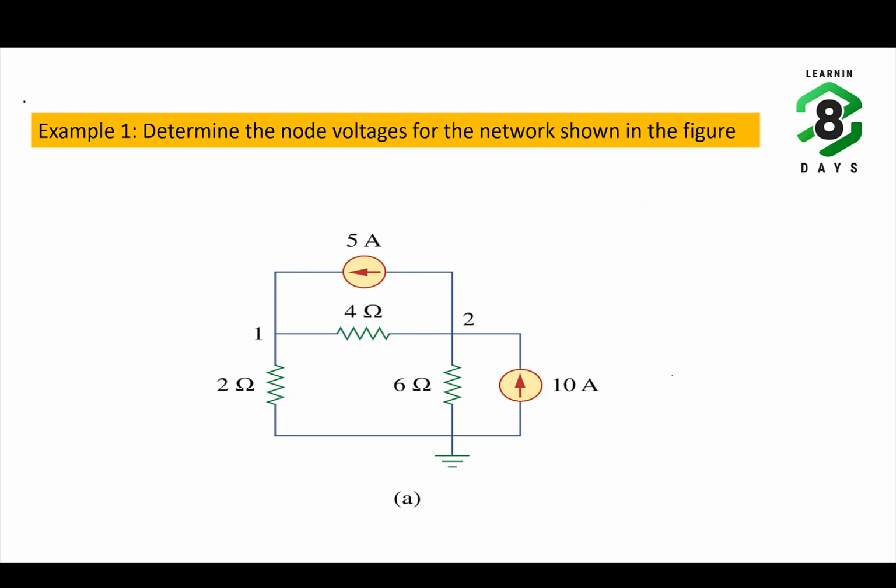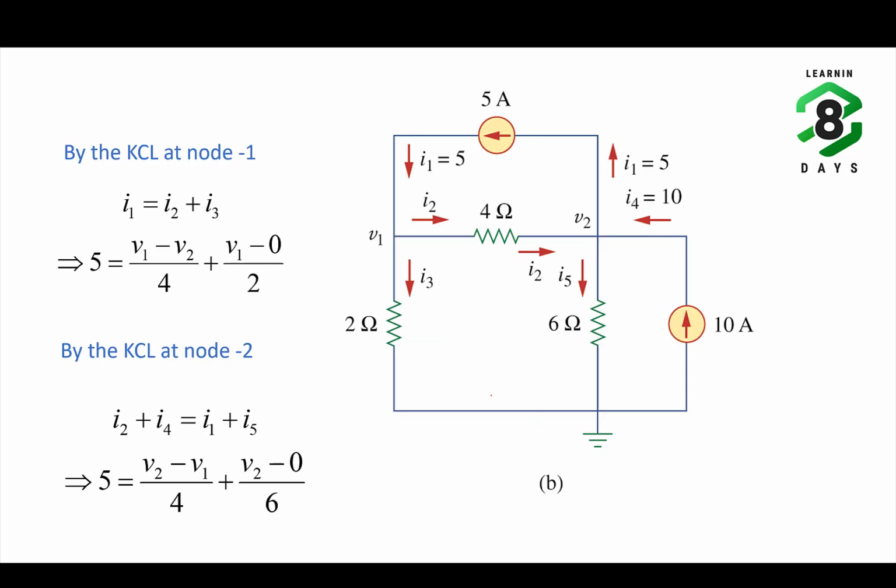Next, let us see this example. In this example, you can observe that there are three principal nodes. This is one principal node, this is another principal node, and this is a reference node for which we have assigned a voltage of 0 volts. So to solve this network completely, how many nodal equations will we get? We will get two nodal equations. Understand?